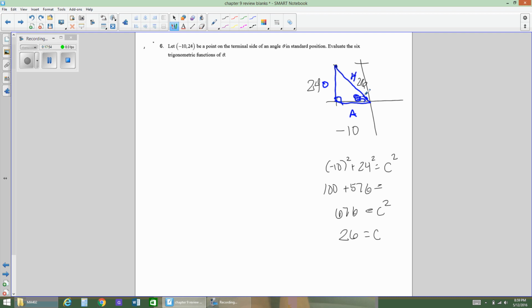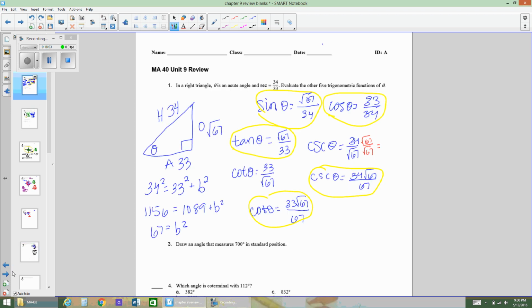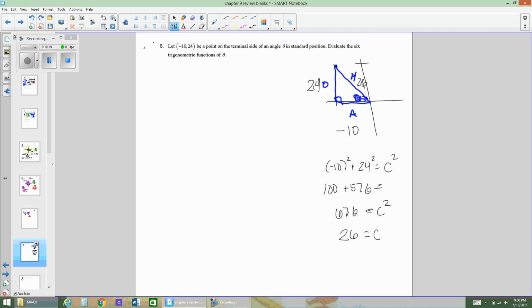Perfect. Okay, so now what we're going to need to do is go back all the way to the beginning of time here. And look, sine, opposite over hypotenuse. Cosine, adjacent over hypotenuse. Tangent, opposite over adjacent. The cosecant, the secant, the cotangent, those are all reciprocals. Okay, so that's where we're at on this problem.